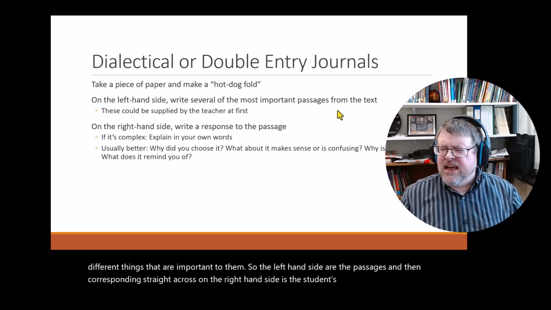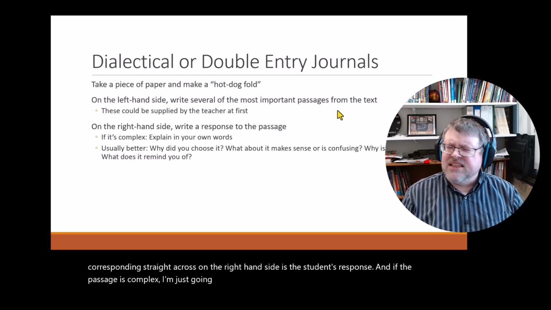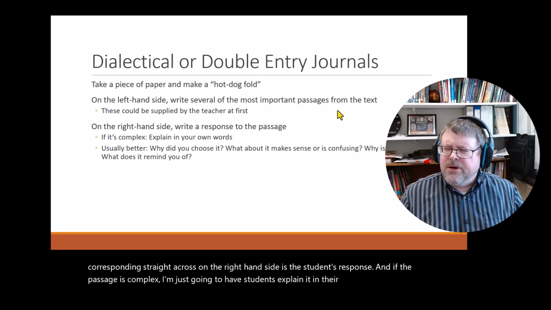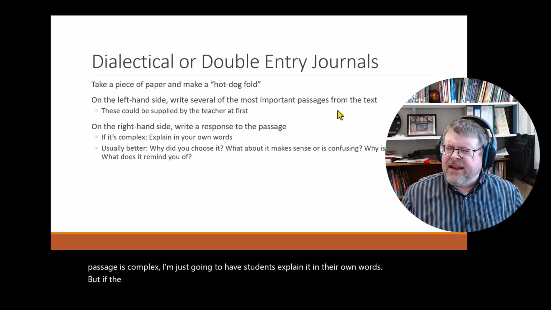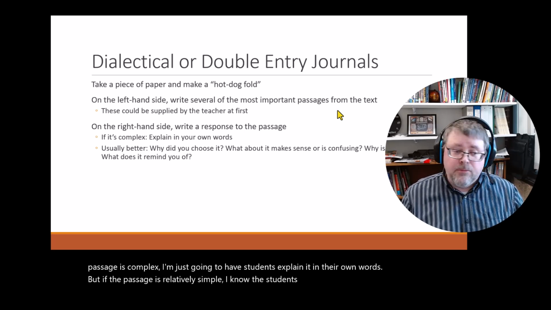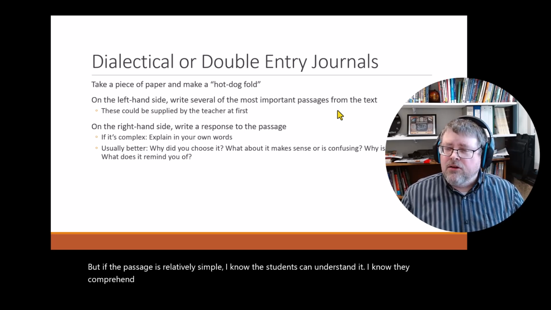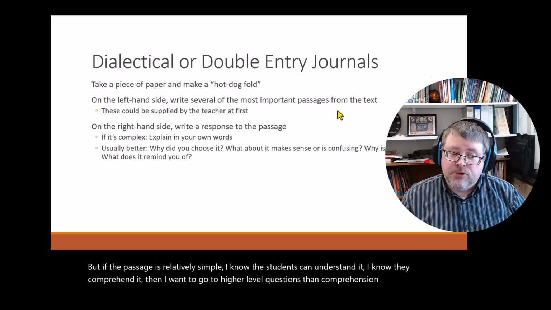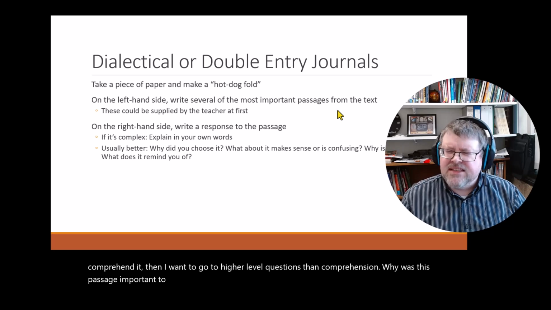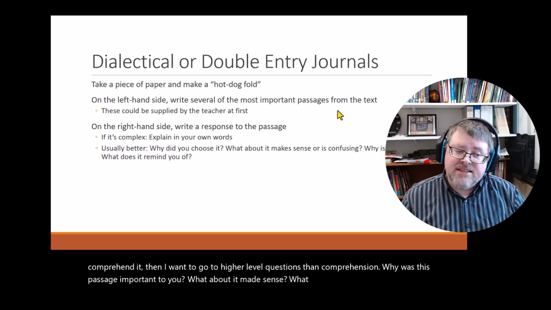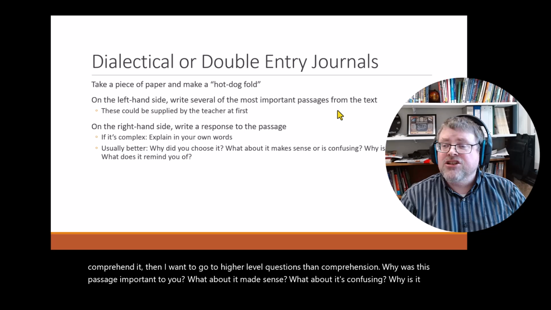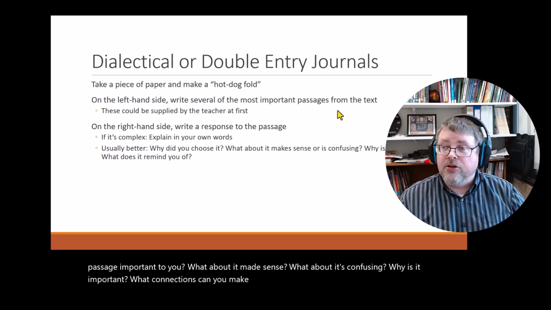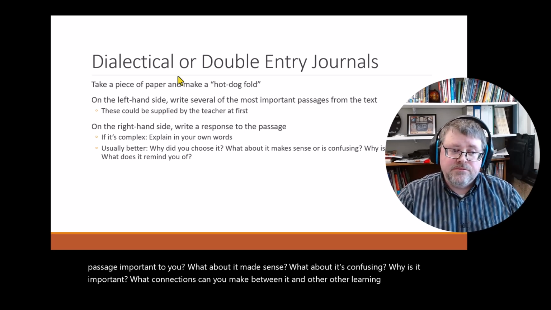And if the passage is complex, I'm just going to have students explain it in their own words. But if the passage is relatively simple, and I know the students can understand it, I know they comprehend it, then I want to go to higher level questions than comprehension. Why was this passage important to you? What about it made sense? What about it's confusing? Why is it important? What connections can you make between it and other learning that you've had?